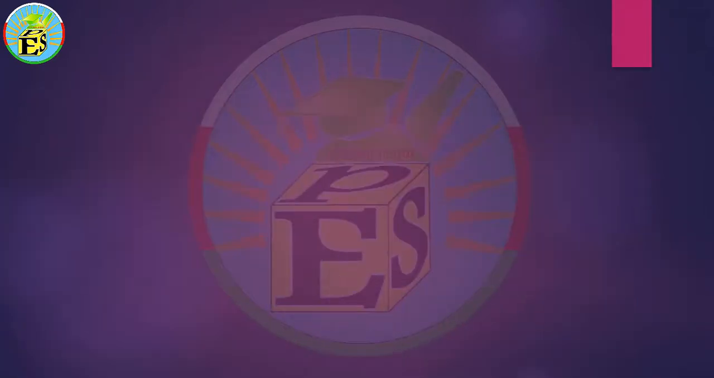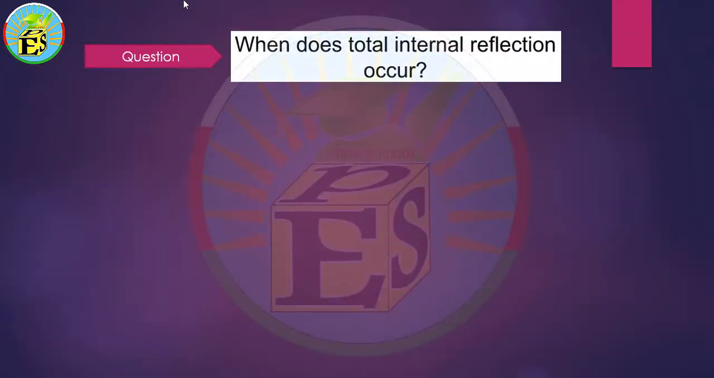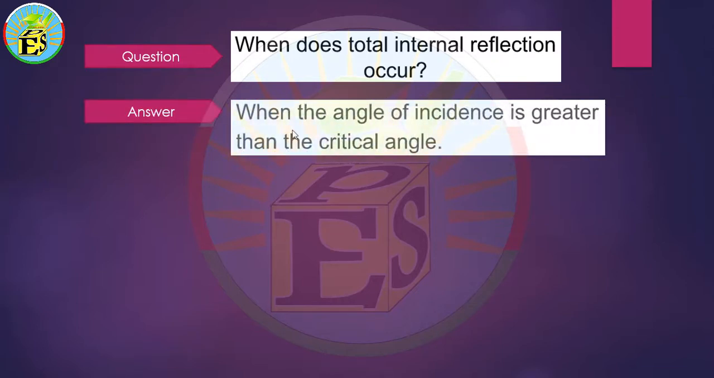First question: when does total internal reflection occur? When the angle of incidence is greater than the critical angle. When the angle of incidence is greater than the critical angle, I will have total internal reflection.